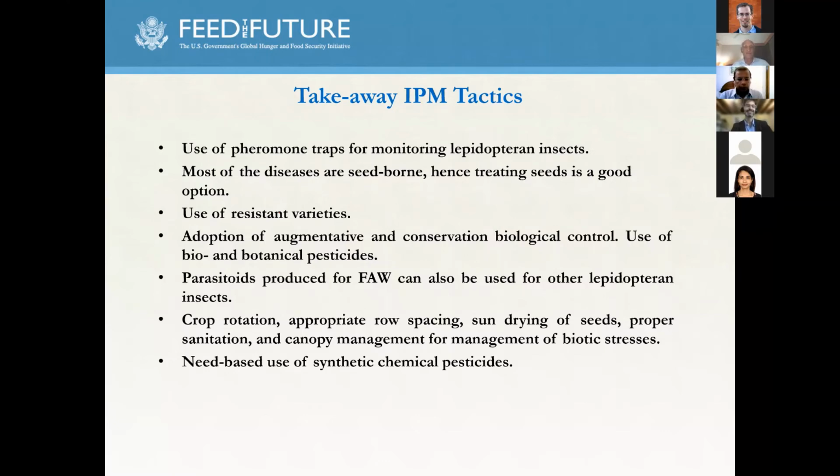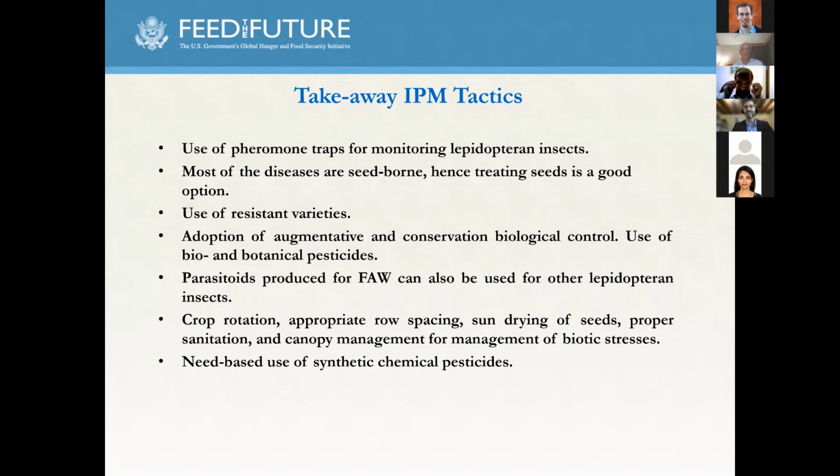Okay. Use of pheromone traps for monitoring lepidopteran pests is available. Most of the diseases are seed-borne, hence seed treatment is an option. Trichoderma is a very good agent to treat the seeds, and we can also use other biopesticides for seed treatment. Resistant varieties are also available for integrating into pest management.